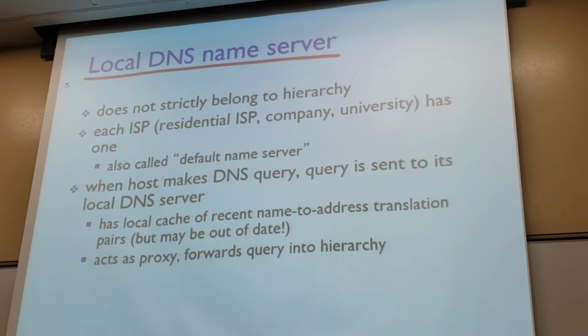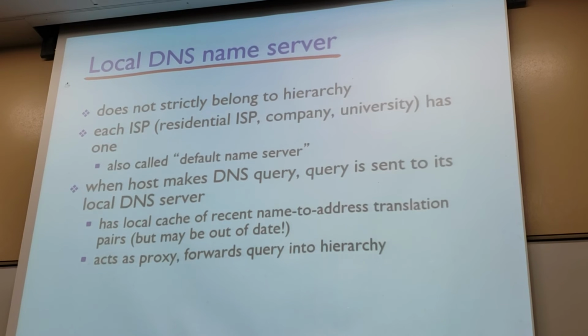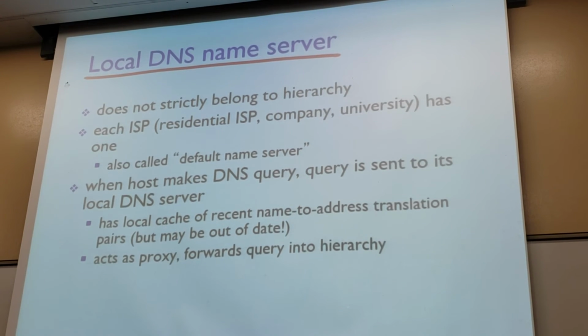So who tells you where your local server is? How do you get an IP address if you join a network for the first time? DHCP. Okay, DHCP is gonna give you your address, and DHCP is gonna tell you where your local DNS server is as well, because it may not be in the same place, it doesn't really fit in a hierarchy.